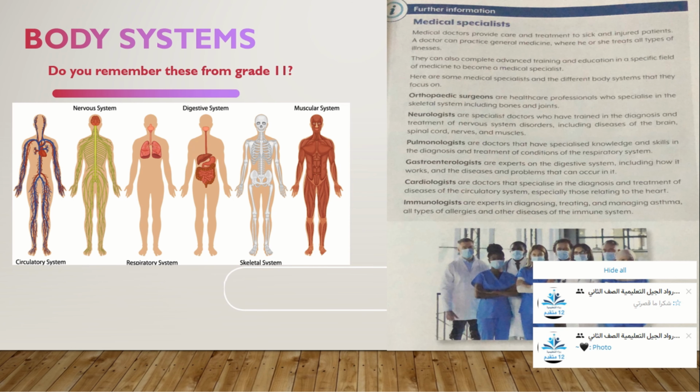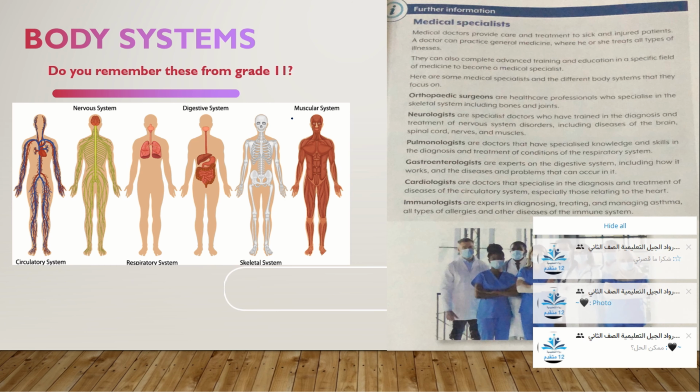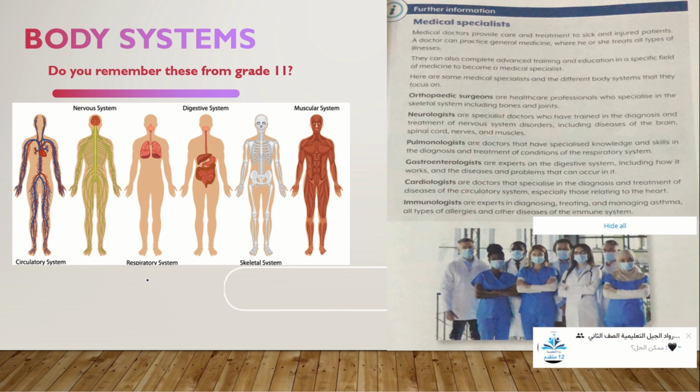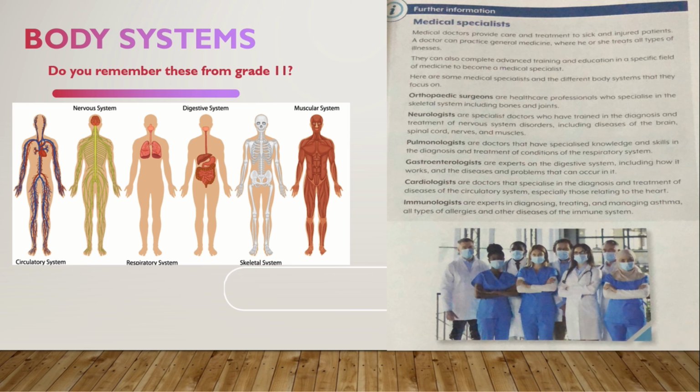Body of the system. Do you remember this from grade 11? In grade 11 we studied the nervous system, digestive system, muscular system, skeletal system, circulatory system. Now the systems of the human body all work together to maintain the body function. This includes functions that are essential for life, like movement, cognitive function, growth, repair, and more. The main body system is the musculoskeletal system.